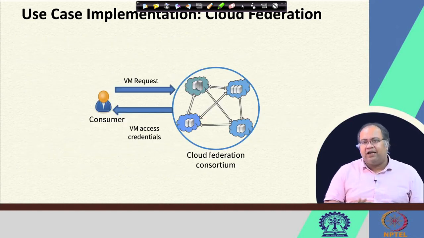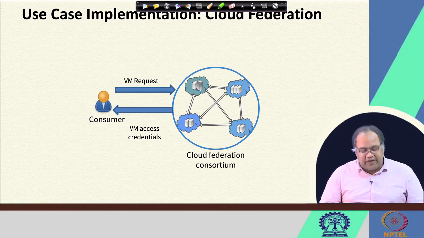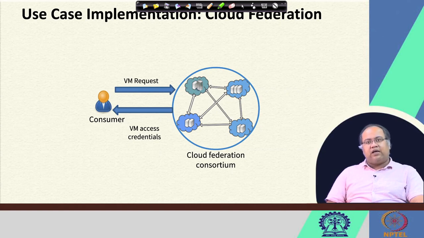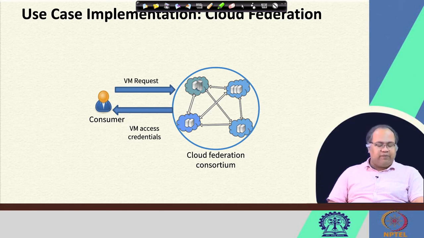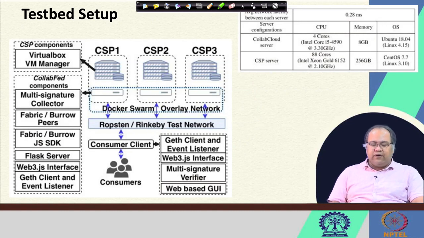This was our general architecture of the flow. The consumer will request a VM, and the service providers in the cloud federated consortium will run this fair scheduling algorithm and decide which service provider is going to handle this VM request, and that response will be sent back to the consumer. For that we use the blockchain-based interfacing that I have just described. So, this was our testbed setup.